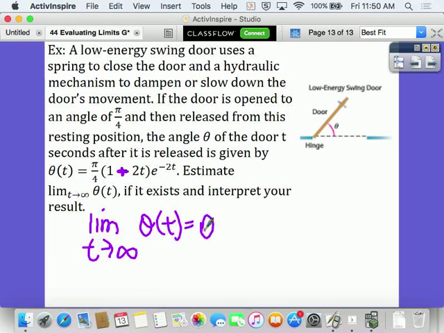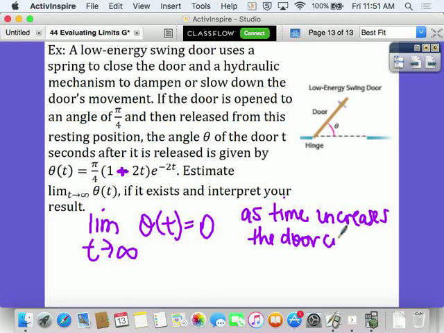And what does that mean? Well, if time is t, and it represents basically the time it takes for a door to close, this is basically telling us that at some point in time, the door is going to end up being closed. It's not going to be open anymore. So this basically represents that as time increases, the door comes closer to closing. That's basically what this represents, okay?